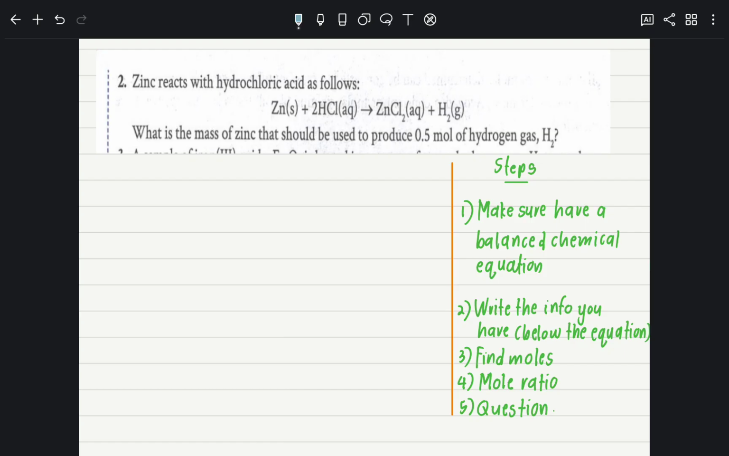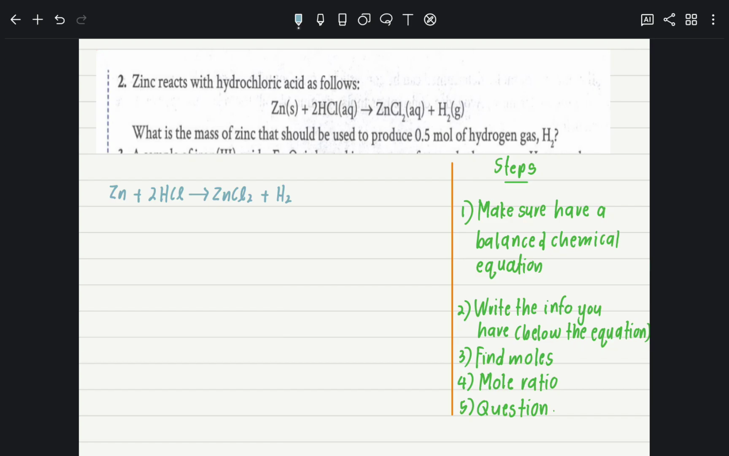Okay, as usual, write my chemical equation first. So Zn plus 2HCl produces ZnCl2 plus H2. So is my equation already balanced or not? You can check, but it's already balanced. So after I write my balanced chemical equation, I should write the info that I have.